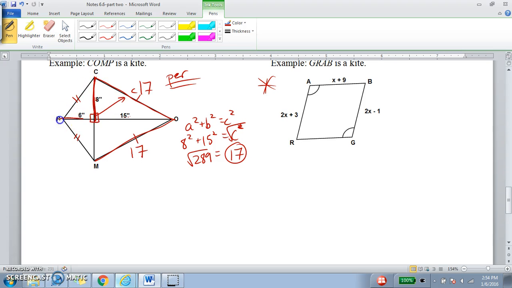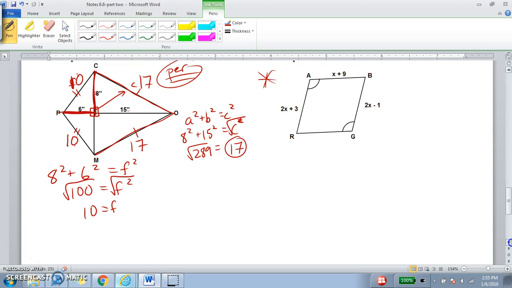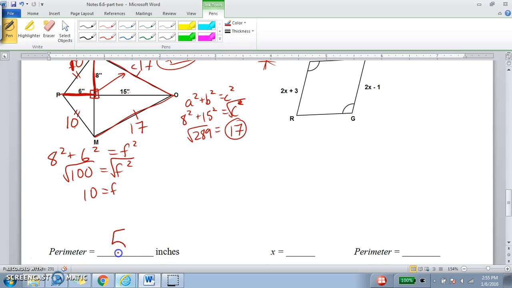Since this piece right here is 8 and this piece right here is 6, we do the same process, except now we have 8 squared and 6 squared equals, we'll call this something else, we'll call this f. So we'll call that f squared, and when we add these two up, we get 100, and then we have to square root that, which leaves us with 10. So this is 10, this is 10. So if I add up all 4 of those sides for the perimeter, I get 10 and 10 is 20, 17 and 17 is 34, 20 and 34 is 54.